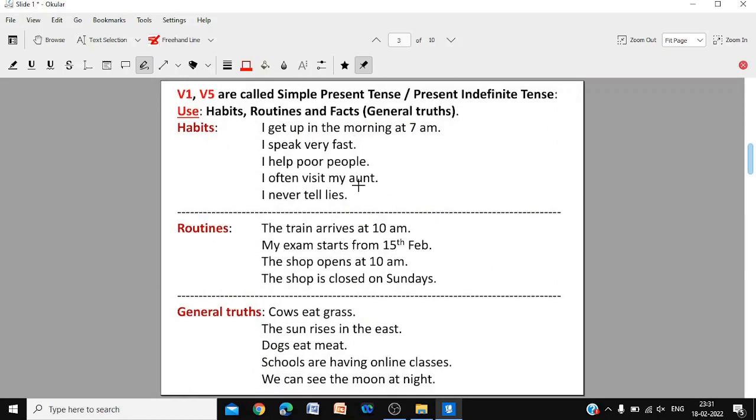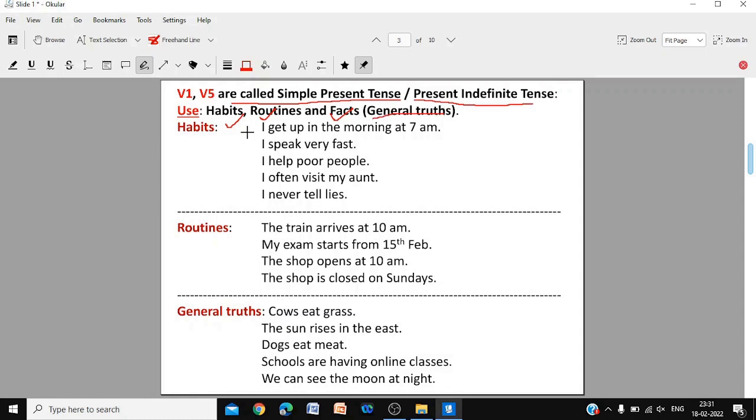V1 and V5 are called simple present tense. Simple present tense is also called present indefinite tense. Another name for simple present tense is present indefinite tense. When do we use it? Habits, routines, and facts, which are general truths.